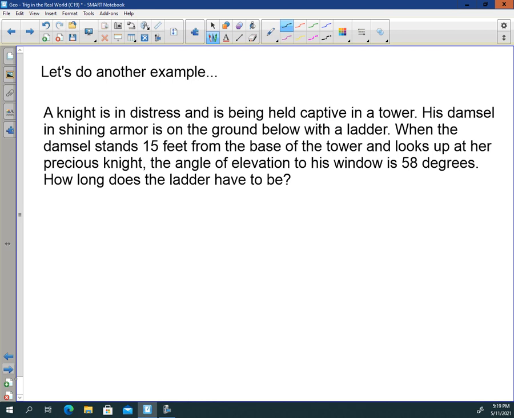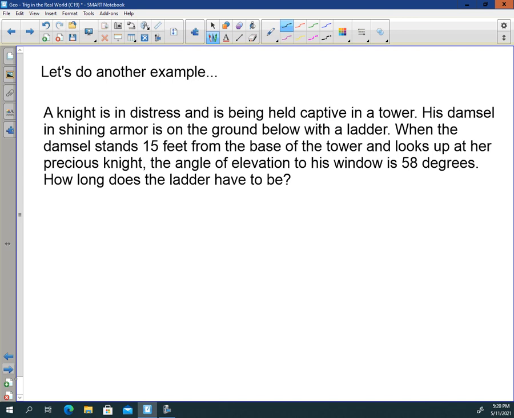Here's another one. A knight is in distress and is being held captive in a tower. His damsel in shining armor is on the ground below with a ladder. When the damsel stands 15 feet from the base of the tower and looks up at her precious knight, the angle of elevation to his window is 58 degrees. How long does the ladder have to be? So this poor dude is trapped in a tower, and a damsel is going to come and rescue him. And so they need to know, how long a ladder do I need here?